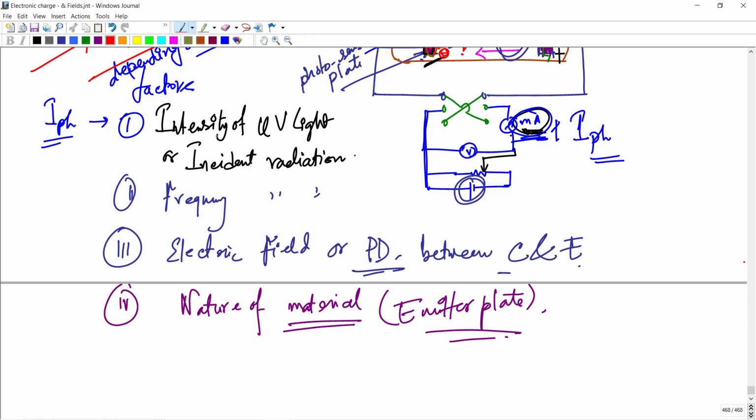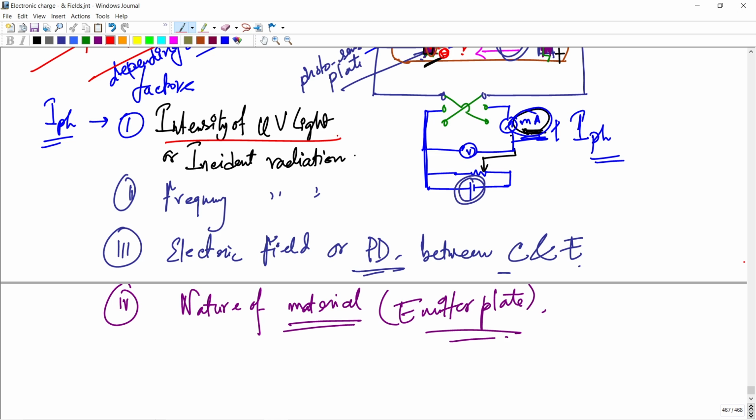In this lecture, we discuss photocurrent depending on these four factors: intensity of UV light or incident radiation, frequency of UV light or incident radiation, electric field, and potential difference between the C and E plates. E is the emitter plate, C is the collector plate. When the photoelectric effect is possible, we always place C positive and E negative. And the fourth factor is the nature of the material, obviously in the emitter plate.